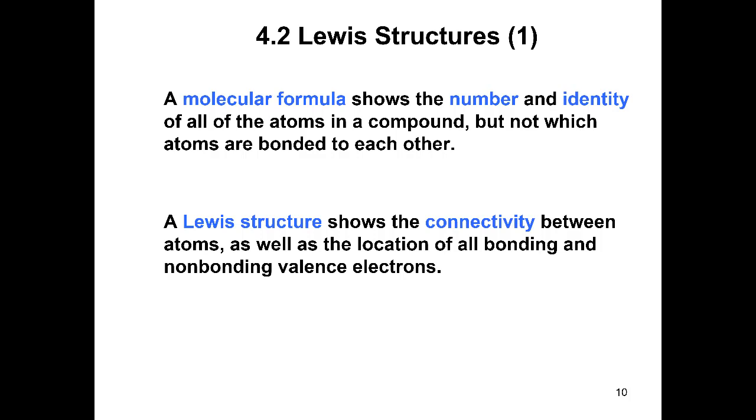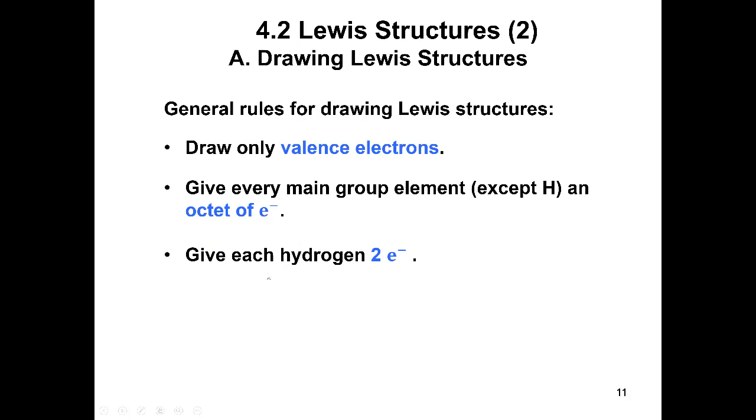So the molecular formula shows how many of each atom you have and which atom it is. It doesn't tell us, though, how they're bonded together. So the Lewis structure takes that one step further and shows how those atoms are connected, and they're connected based on their valence electrons. So the general rules for drawing Lewis structures: you draw only the valence electrons, and you remember you can get those from the group numbers.